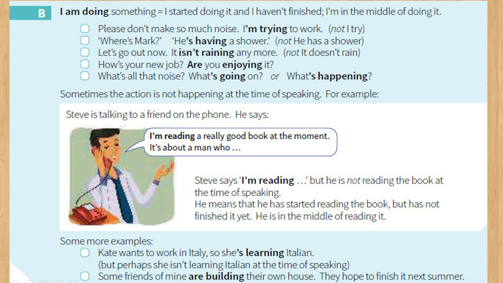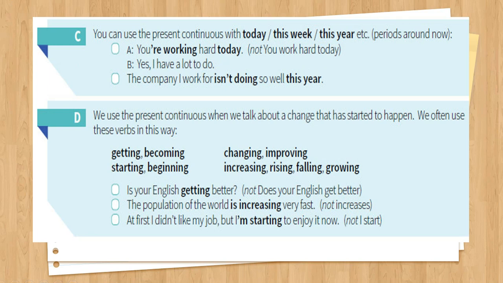So what is really important here, students, is to remember that when we use the present continuous, we need the verb to be, okay, is, are, am, plus the verb and the ing ending. Okay, if you don't add the ing ending, then you're not using the present continuous or present progressive.